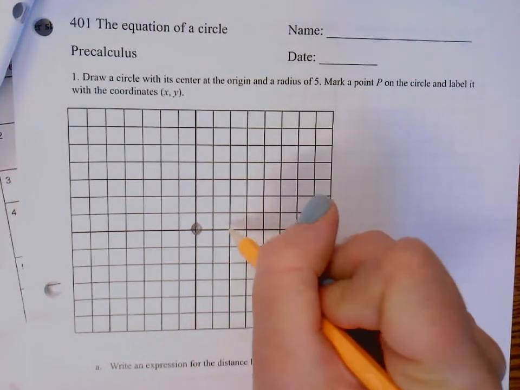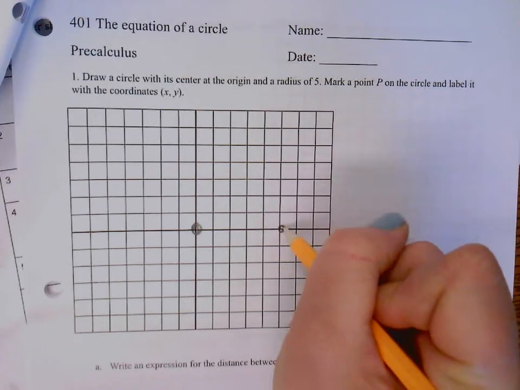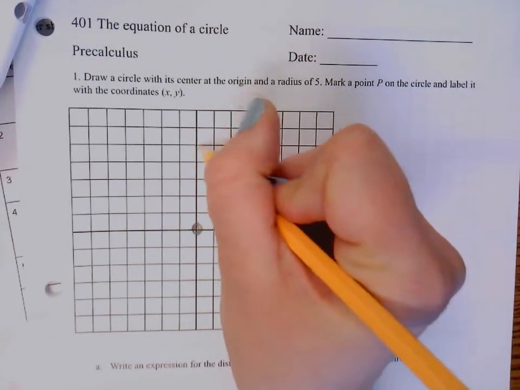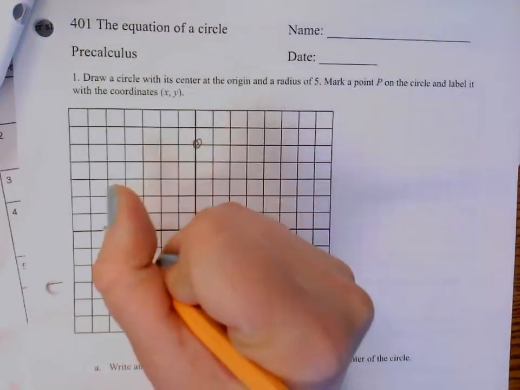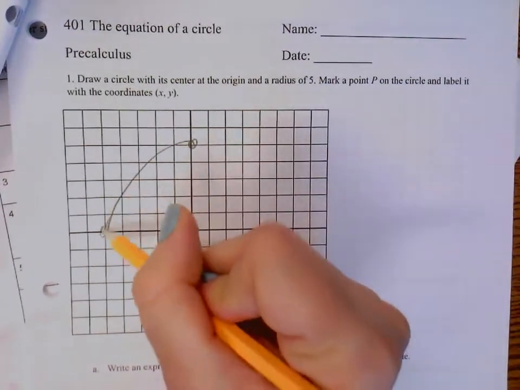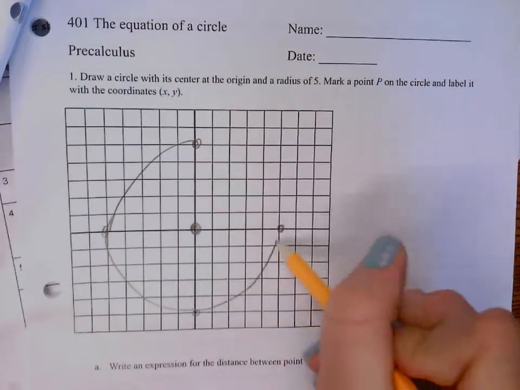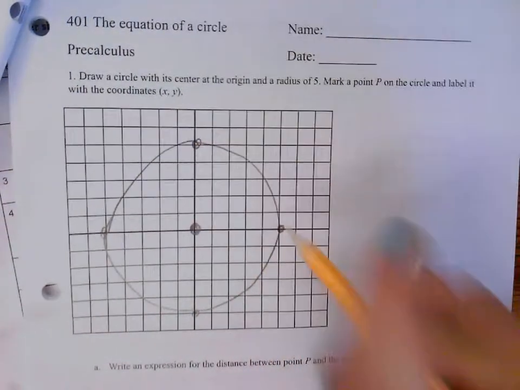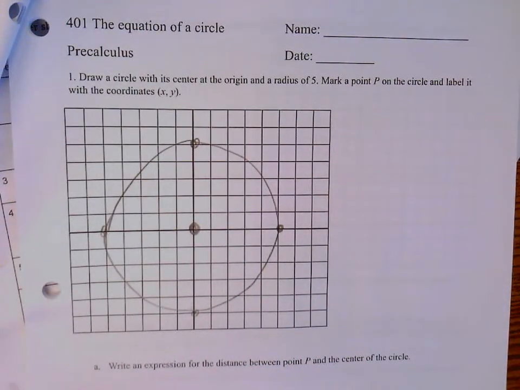1, 2, 3, 4, 5. You don't have to use a compass, but 1, 2, 3, 4, 5, in each direction. So just estimate, here's my circle. Who can draw the best circle in here? It's not me. So there's my circle with a radius of 5.